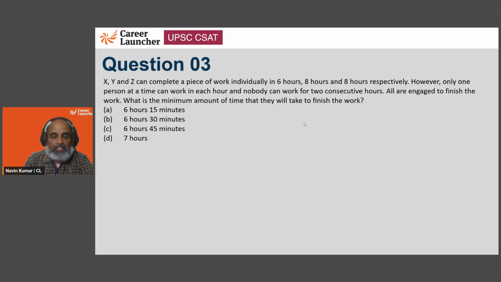So this is a scenario where individual people are working. We can calculate the total work as the LCM of the durations that are given. So LCM of 6, 8, and 8, which is going to be 24. So we are going to assume that there are 24 units of work. After that, we can calculate the efficiency of each person as total work divided by how much time they take.